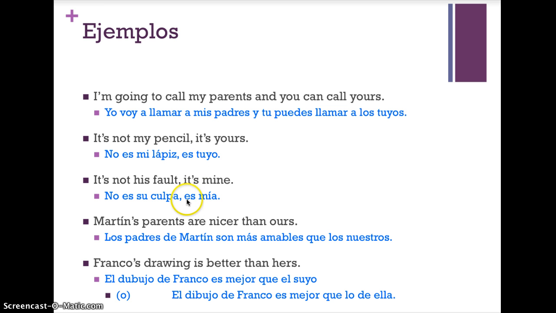Same thing here. It says es, so I can leave it without the la. Now, I can include it if I wanted to place more emphasis on it, but you don't have to. This is absolutely correct. Los padres de Martín son más amables que los nuestros. I need that because I don't have ser here. El dibujo de Franco es mejor que el suyo. Again, no verb ser there.